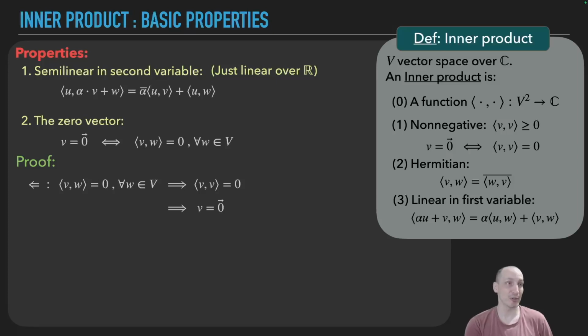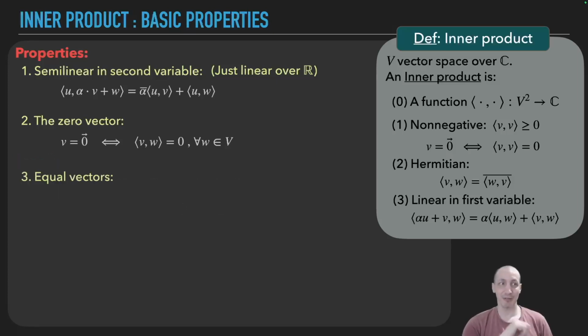Okay, let's continue to the next property. It's very similar, and it talks about equal vectors. It says that two vectors are equal, v1 equals v2, if and only if the inner product of v1 with w is the same as the inner product of v2 with w, for every w. Right? So again, if they behave the same, they must be the same. And this is going to be really important because in many cases we only have the information about the inner products, and we somehow want to extract information about the vectors themselves. Okay, so how are we going to prove it?